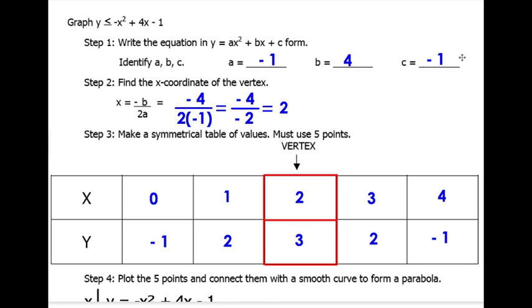Using those values, we're going to use the formula x equals negative b over 2a to find the x-coordinate of the vertex. When that is simplified, we find out that the x-coordinate of the vertex is 2.